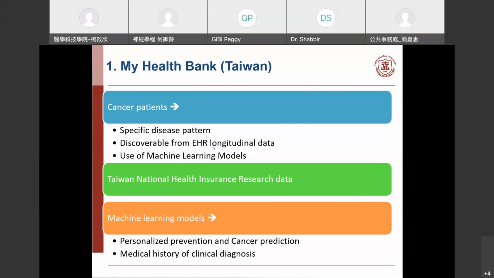This is an experience from Taiwan National Health Insurance Research data. It demonstrates that cancer patients have specific disease patterns, and the patterns can be discovered from EHR, electronic health record, longitudinal data by machine learning models. The models can predict cancer risk according to the medical history and clinical diagnosis of each individual. These types of models can be useful for personalized prevention and cancer prediction.